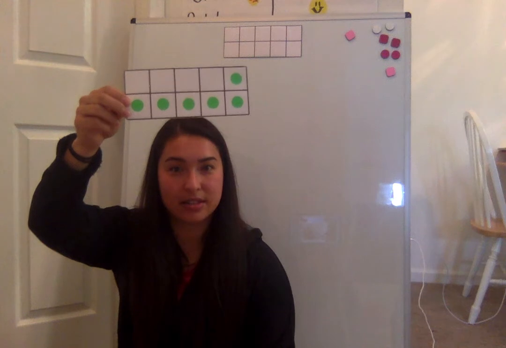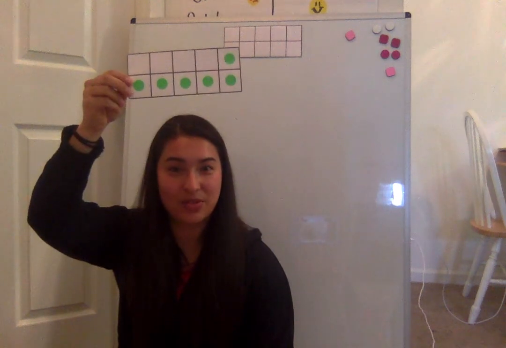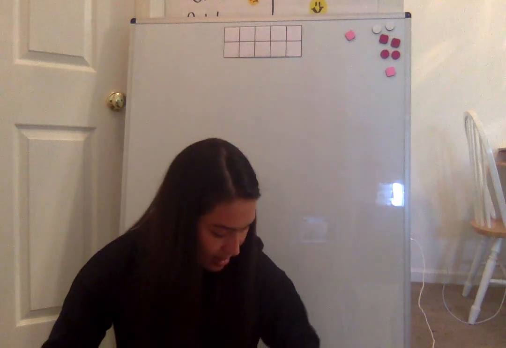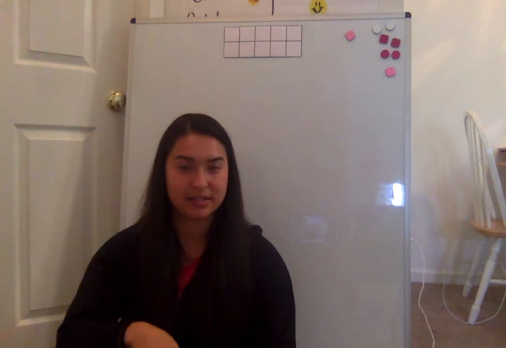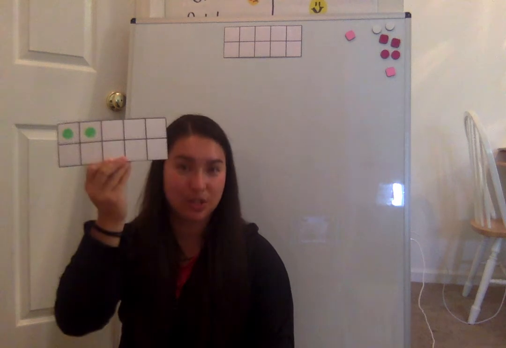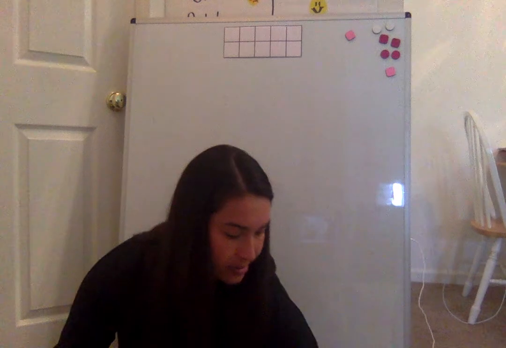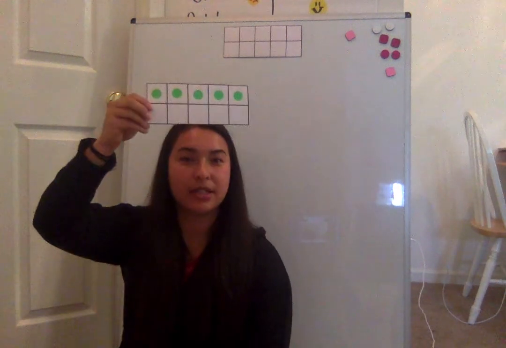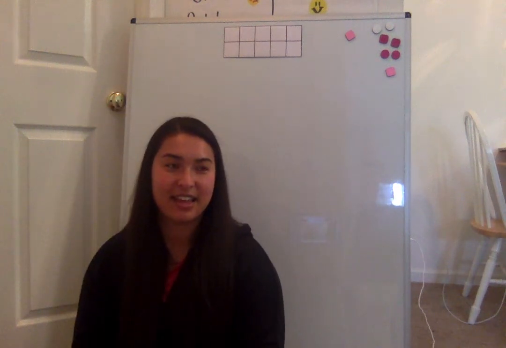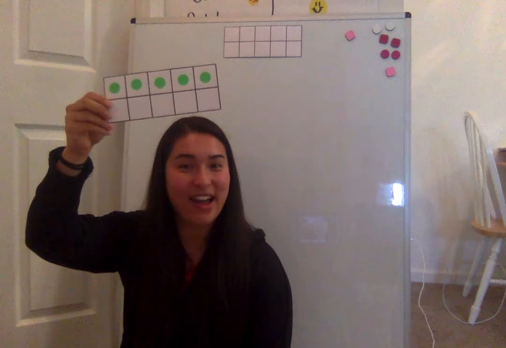How many dots are on? If 6 dots are on, how many more dots do we need? 6 plus 4 equals 10. How many dots are on? If 2 dots are on, how many more dots do we need? 2 plus 8 equals 10. Our last one. Let's do this one again. How many dots are on? If 5 dots are on, how many more dots do we need? 5 plus 5 equals 10.